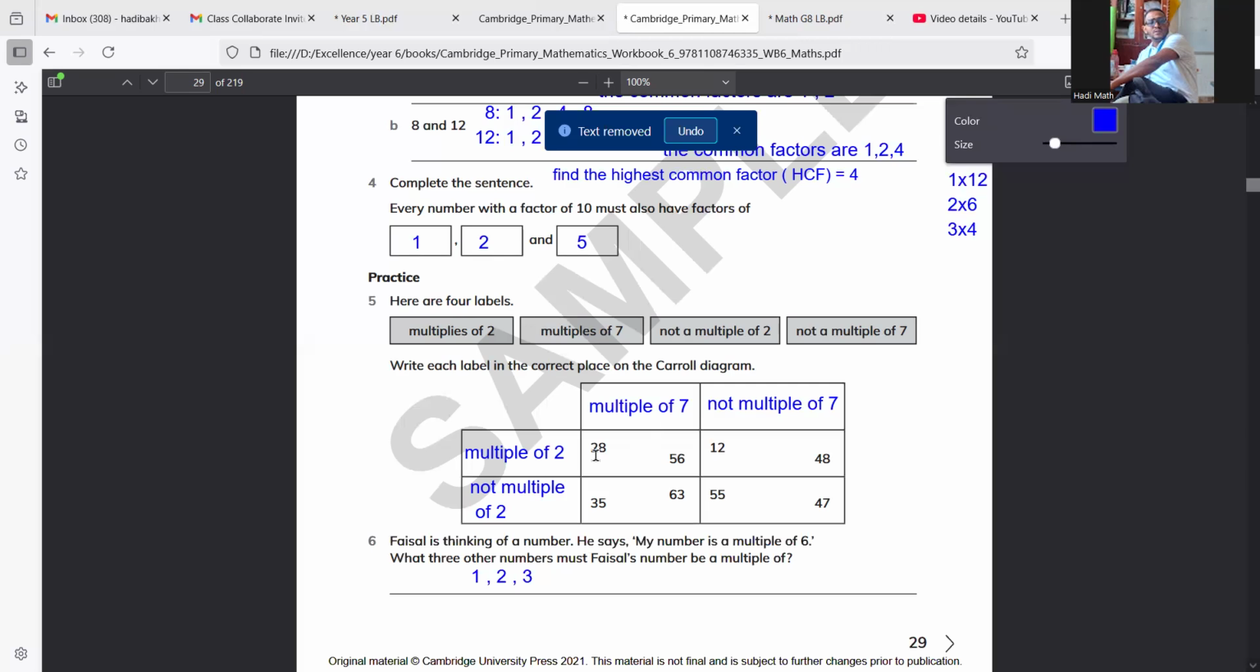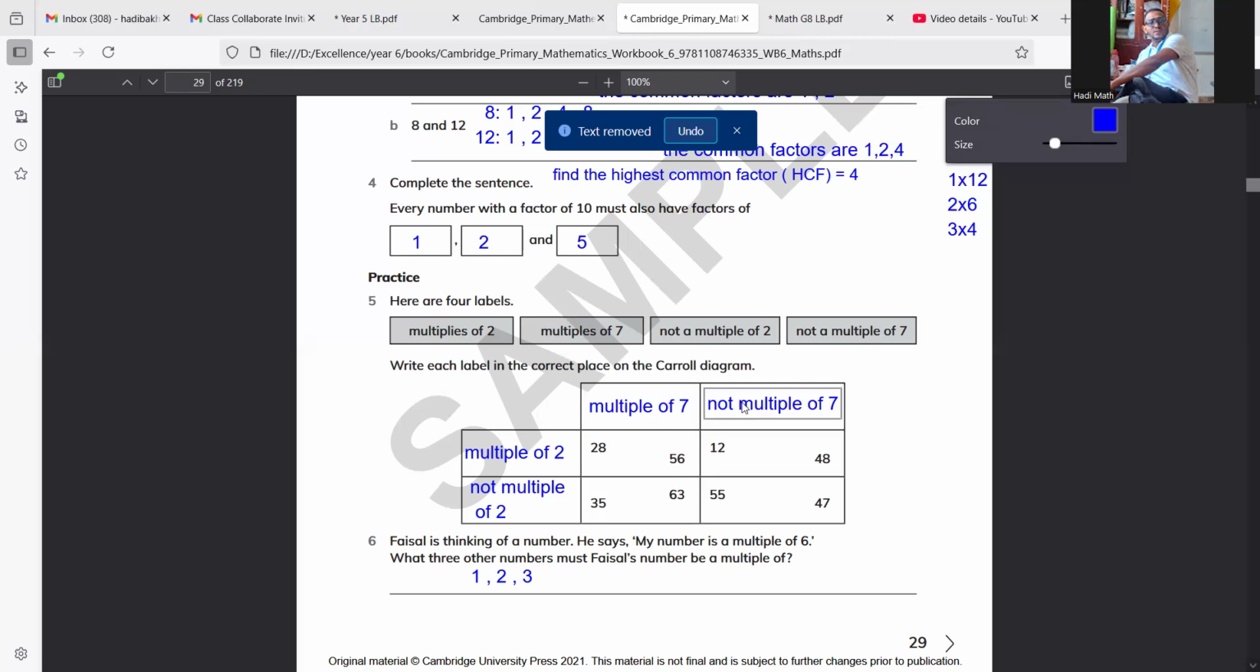You need to look at the numbers before you go and choose. Say we have, for example, multiple of 2. Go and see which one could be a multiple of 2. Okay. 28 is a multiple of 2. 56 is a multiple of 2. Yes, because they are even numbers. 35, no. 63, no. So it cannot be here, because when I say here, all of them down there must be. So go to the other side.